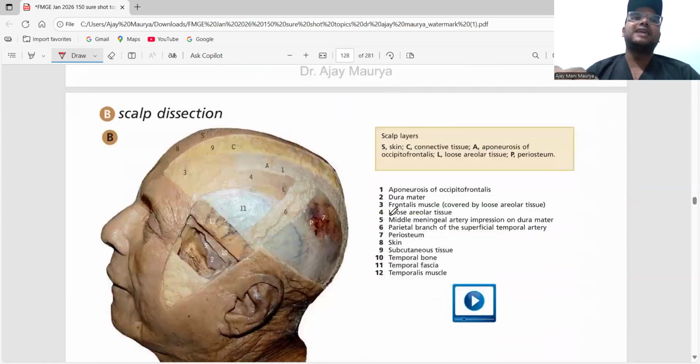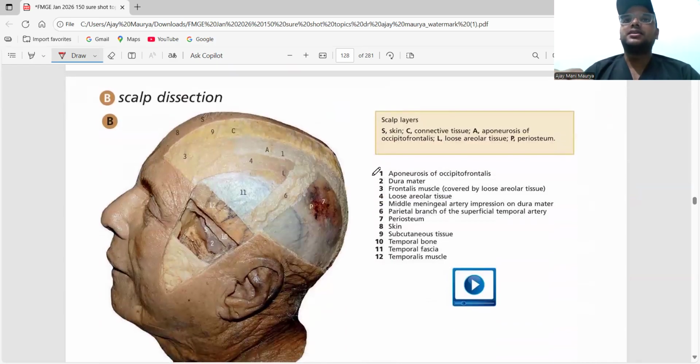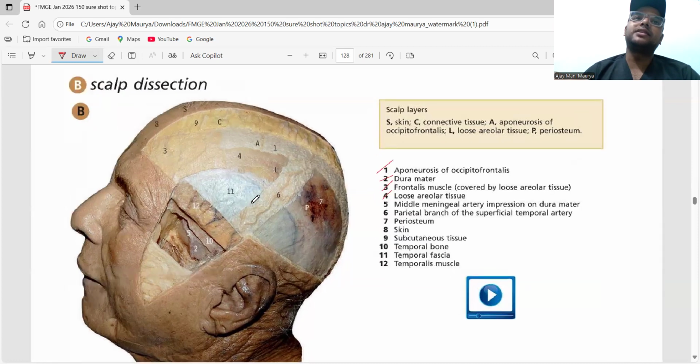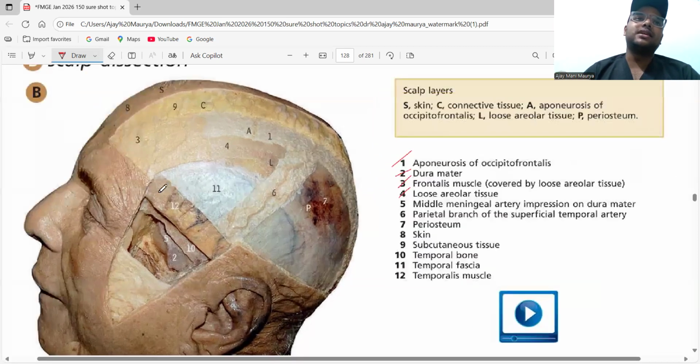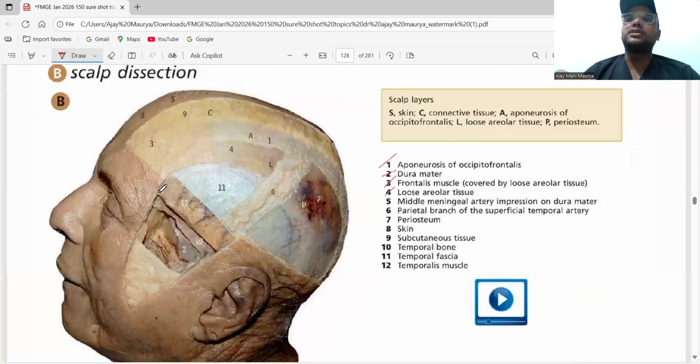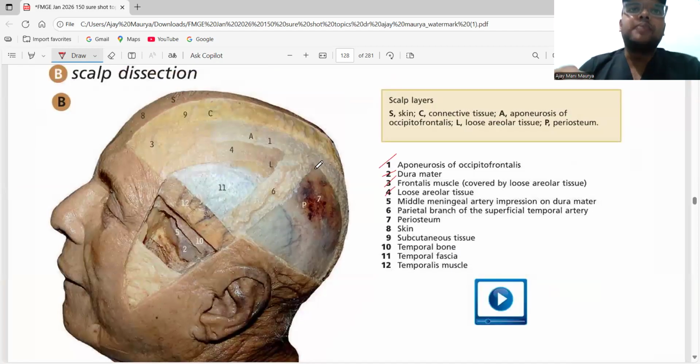So this is the scalp dissection, guys. Please learn these. This is your work. You have to know what the layers are. They will give this image, and they will talk about the aponeurosis. The first layer is the aponeurosis, and the next one is the dura mater. Here is the dura mater, and the frontalis muscle here.